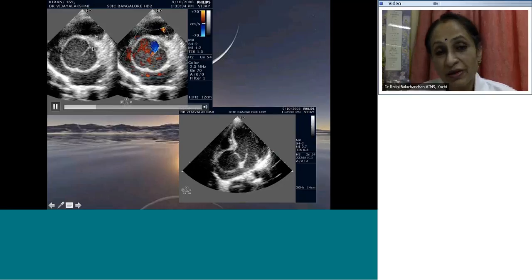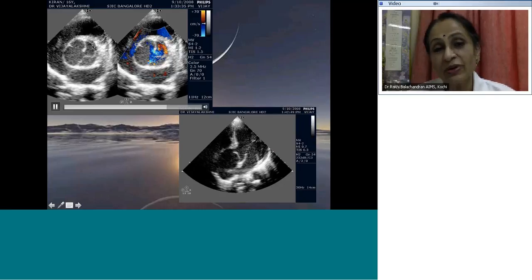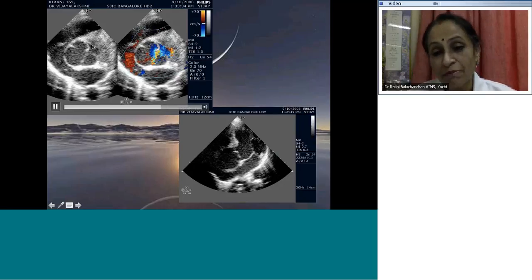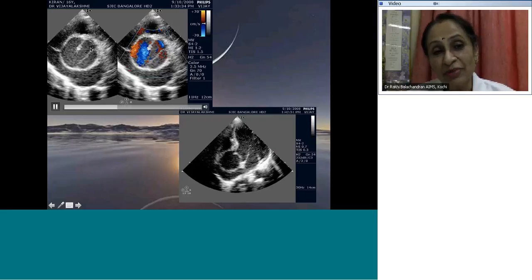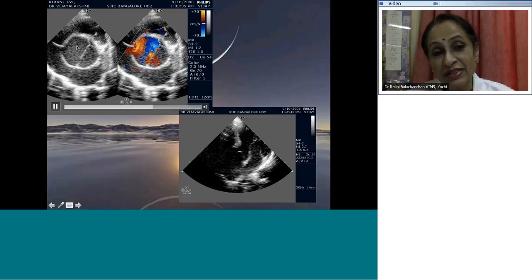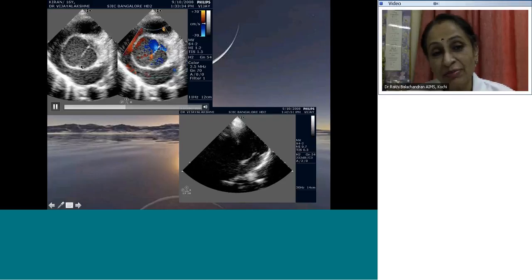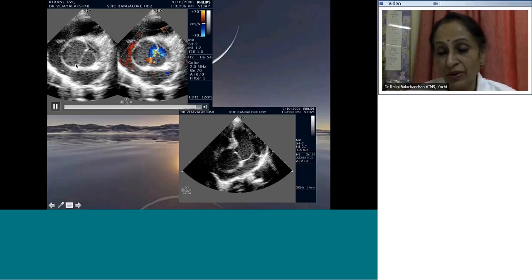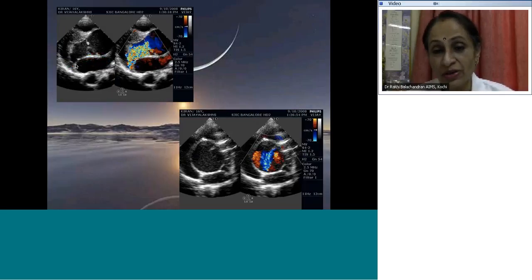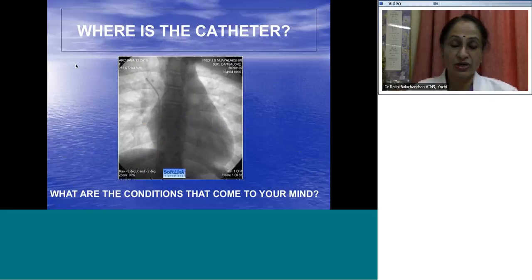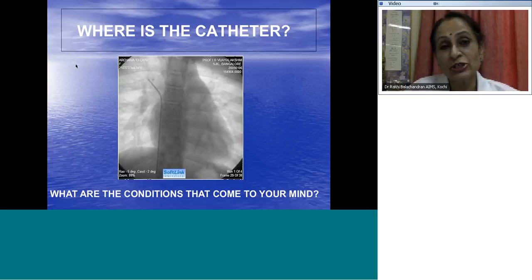So what do you find here in this patient? This is a bicuspid aortic valve. Bicuspid aortic valve with the dissection flap there. Can you see that? That is the dissection flap. And this is the bicuspid aortic valve. Okay. So this is another case of Marfan's with severe aortic regurgitation with the dissection.